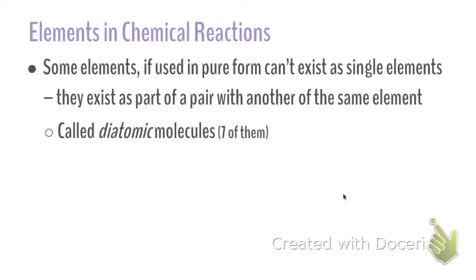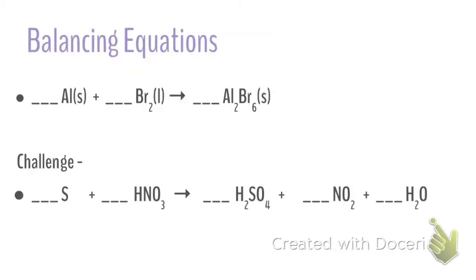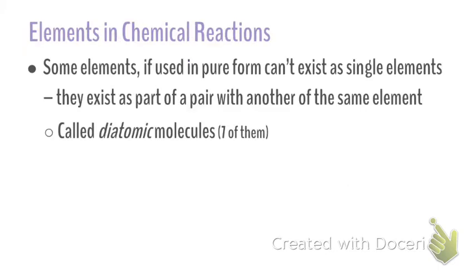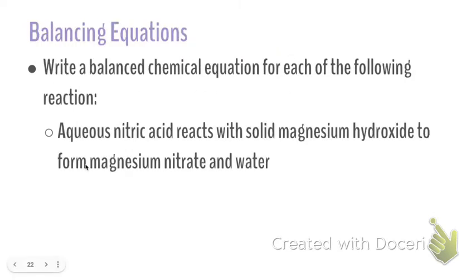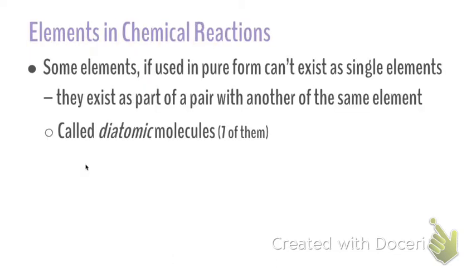We've got the list of 7 diatomics. Do you remember what those 7 diatomics are? Our periodic table is covered up. Is it iodine? Do you have your periodic table out? Why don't you go ahead and grab your periodic table? So our 7 are hydrogen, nitrogen, oxygen, all that kind of stuff. And that means they have to exist with a partner of their own kind, okay?